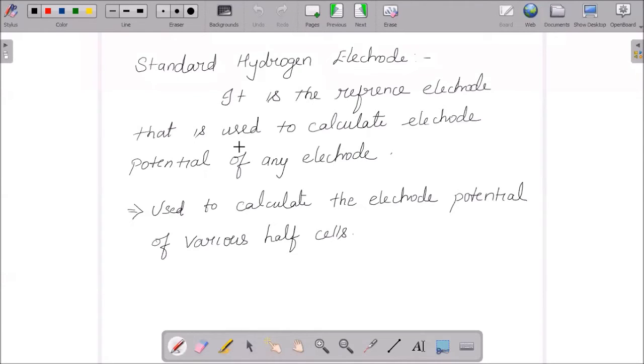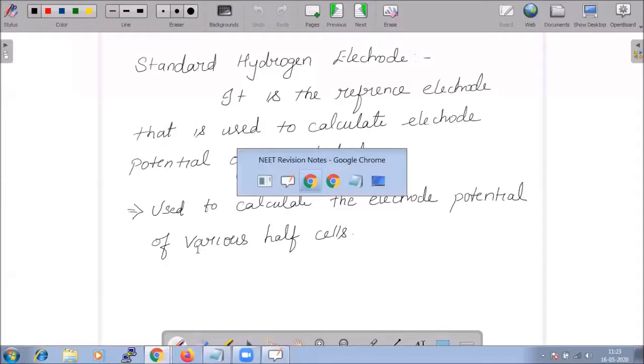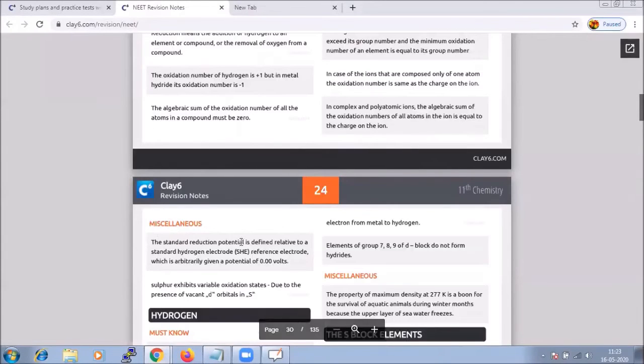It is used to calculate the electrode potential of various half cells. It is very important to note that. The standard hydrogen electrode is sometimes denoted as SHE, and it is a reference electrode whose potential is 0 volts.